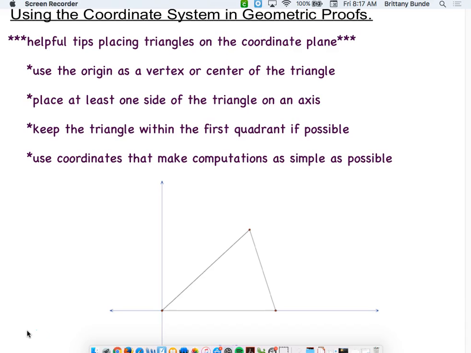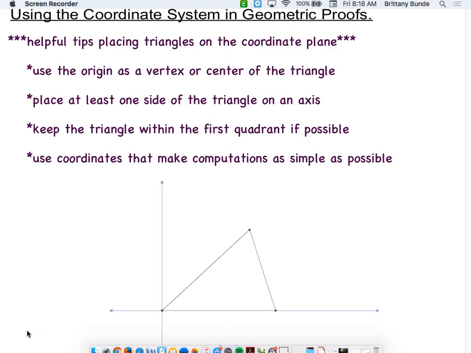Place at least one side along an axis, either horizontal or vertical. Keep the triangle within the first quadrant, the top right. What's so nice about that quadrant? Everything's positive. And the last thing here says use coordinates that make computation as simple as possible. We'll get to that.